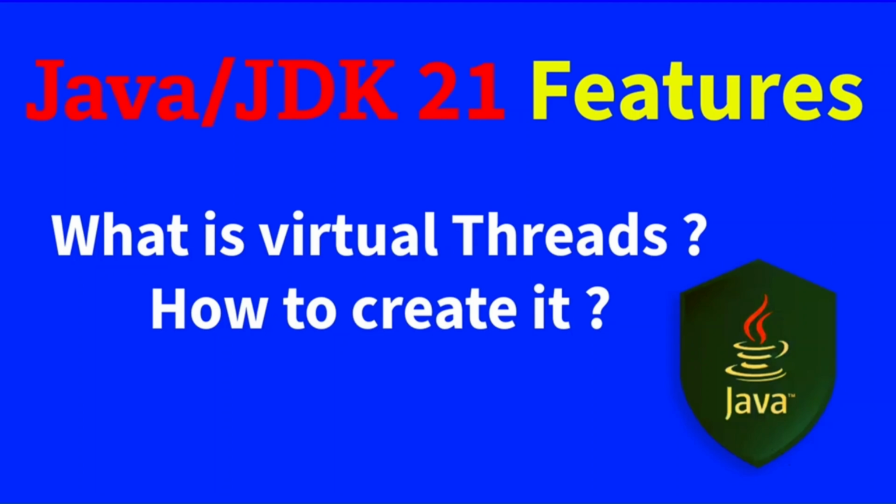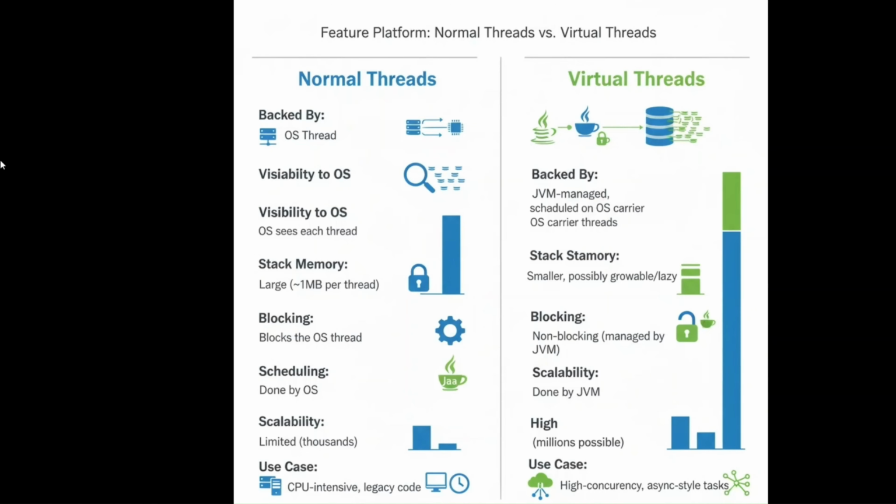Virtual threads got introduced in JDK 21 as part of Project Loom, and virtual threads are managed by the JVM. Whereas if you compare to normal threads, the normal threads are managed by the OS. So this is one of the basic differences. Normal threads are managed by the OS, whereas virtual threads are managed by the JVM.